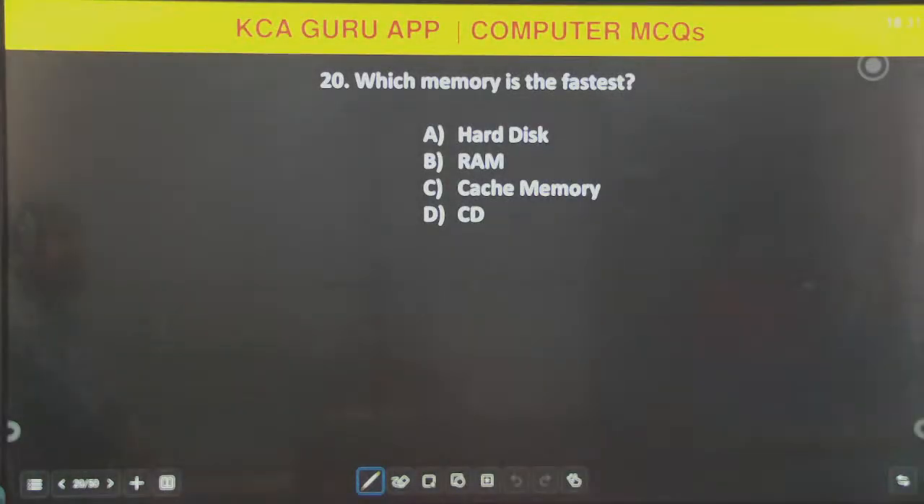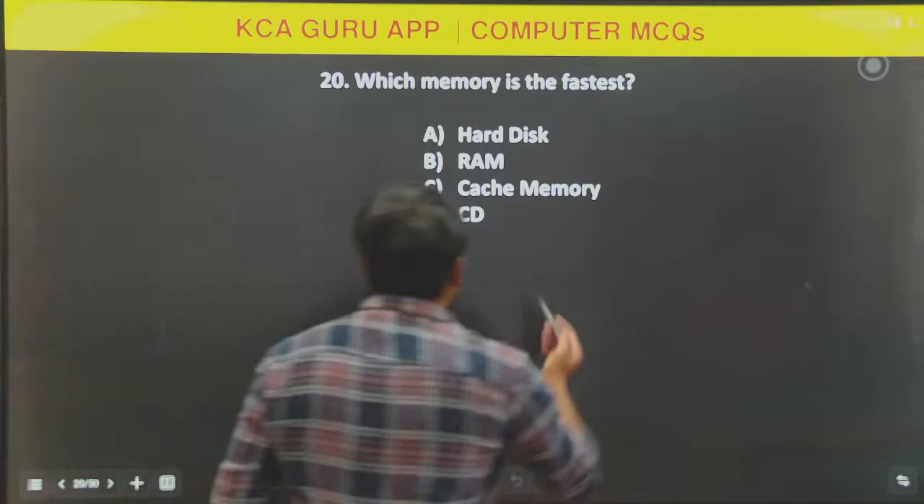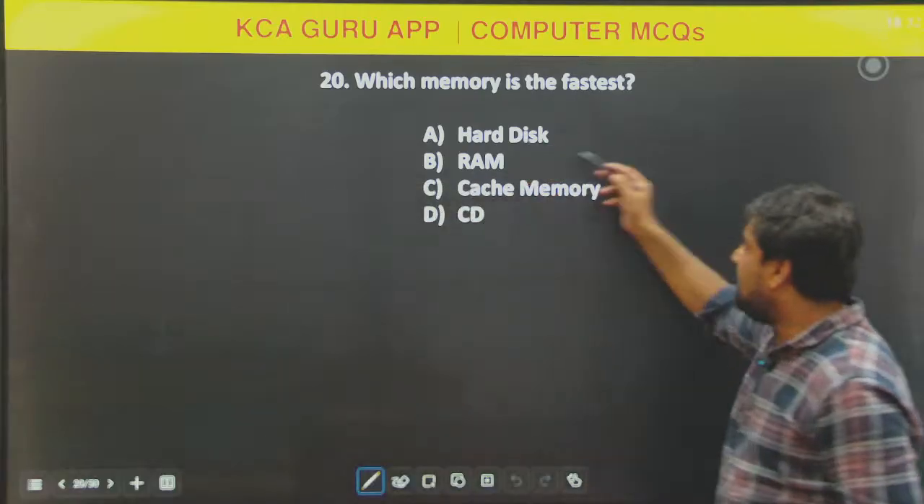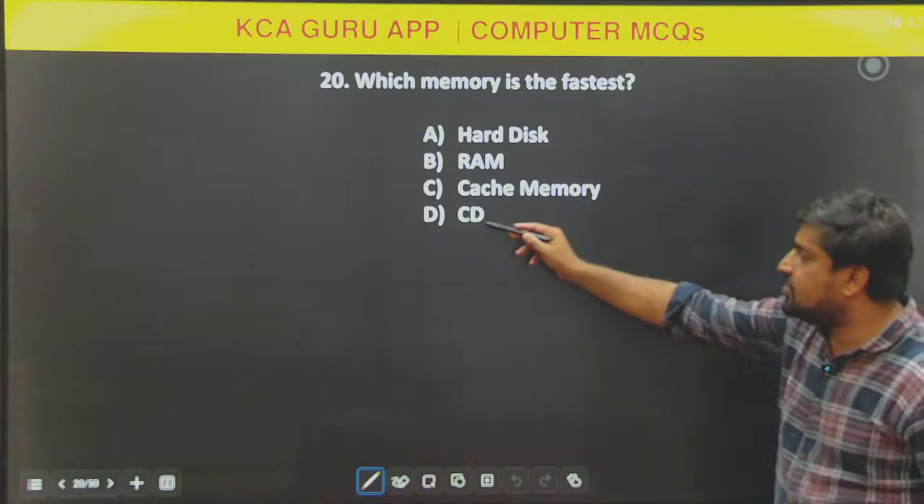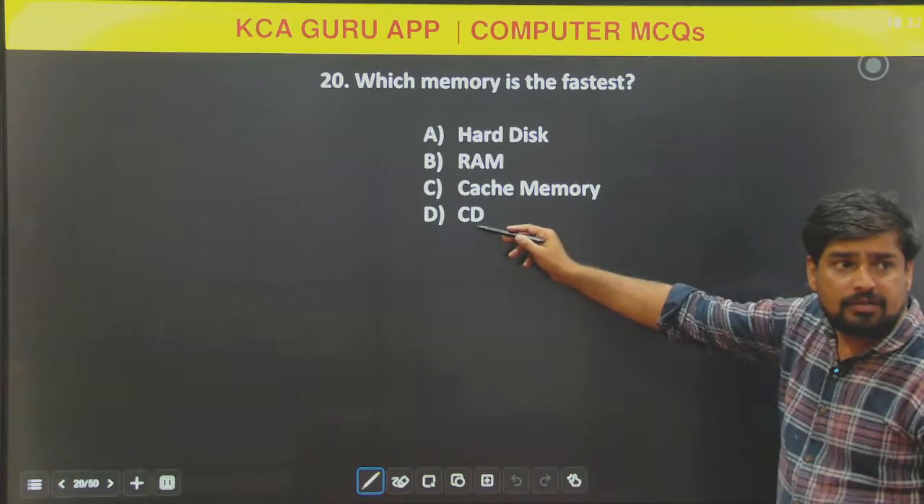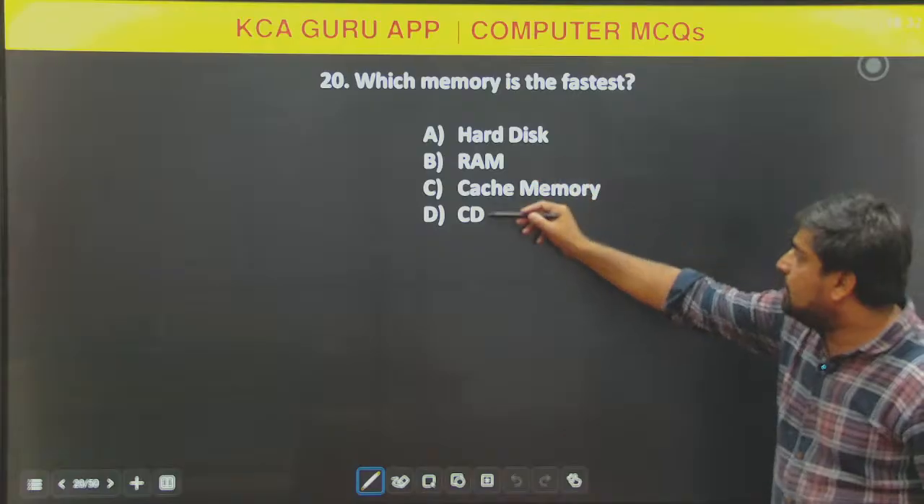The next question is, which memory is the fastest? We have some memories: hard disk is there, RAM is there, cache is there. CD is an external device. Yes. CD is what?